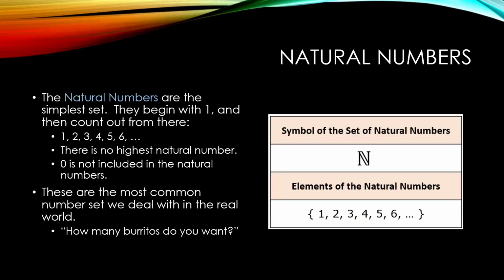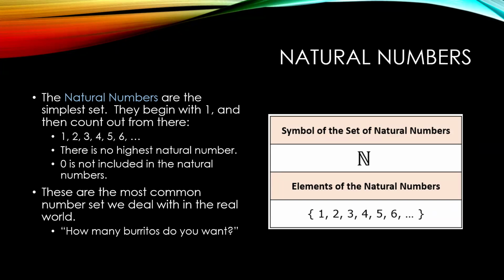Our first number set is the natural numbers, and they are a very nice number set. They begin with 1, and then they count from there. So 1, 2, 3, 4, 5, 6, 7, 8, 9, 10, 11, 12, 13, 14, you get the idea. There is no highest natural number, and 0 is not included as a natural number.